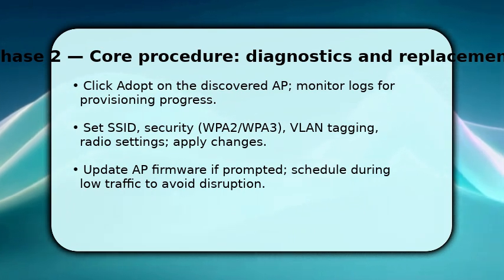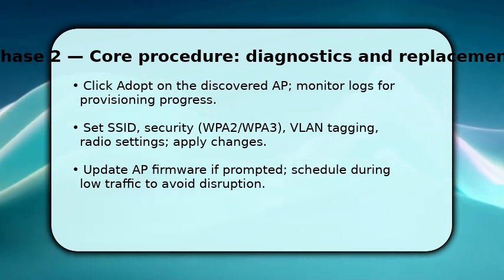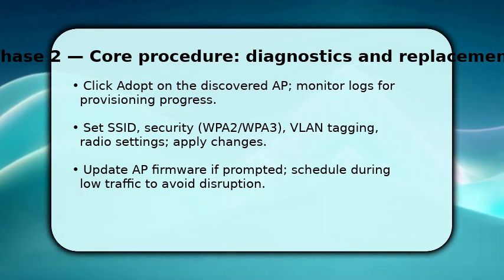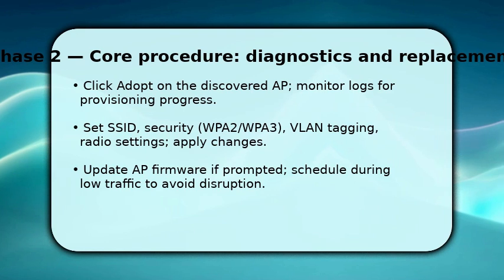After adoption, apply firmware updates from the controller and tune transmit power or channel widths to reduce interference. These choices affect coverage and capacity, so adjust thoughtfully.